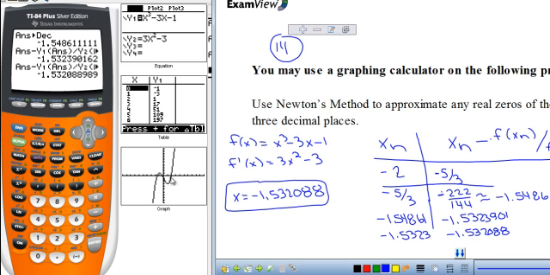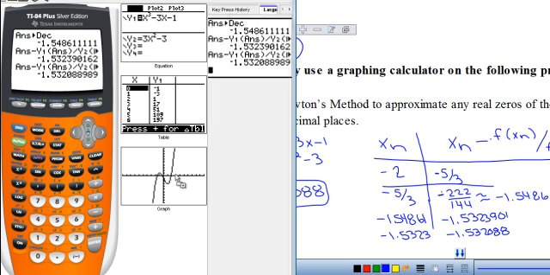Okay, so you're going to do the same thing for this one. Okay, so you're going to guess 2 as your answer, as your first approximation, and see what happens with that.